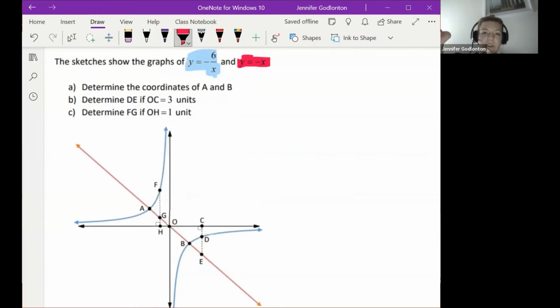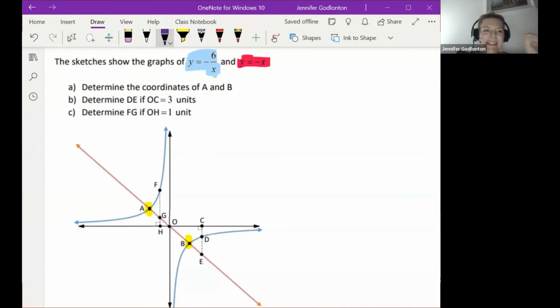First question, determine the coordinates of A and B. So let's have a look at that. That's A and that's B. I want you to think of what I was asking you in the last question, and tell me what is special about A and B. It's the point of intersection. Yes, beautiful. It is the point of intersection.